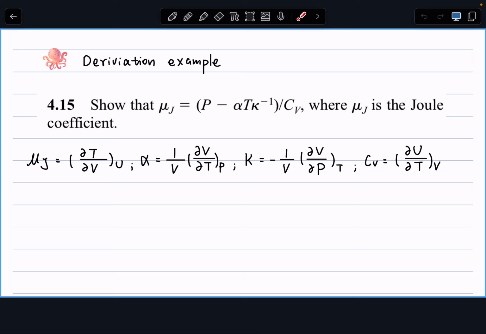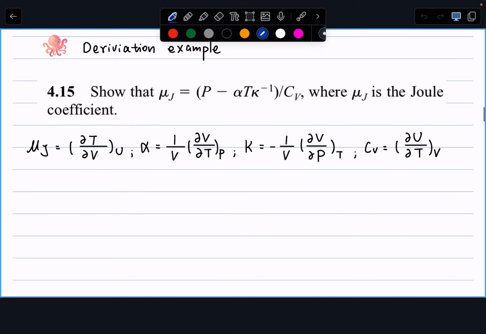We have the Joule coefficient, pressure just stays as pressure, alpha equals 1 over V, dV over dT at constant P, chi is negative 1 over V, dV over dP at constant T, and CV is dU over dT at constant V. So just write out what we already know, and then things will become slightly more straightforward.